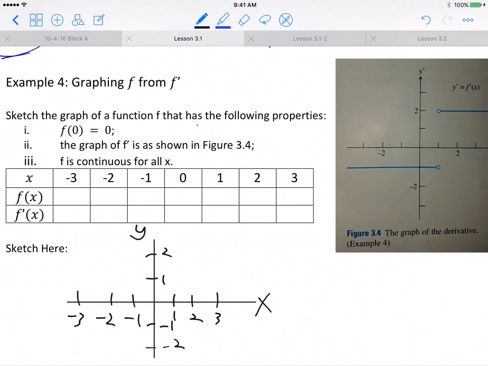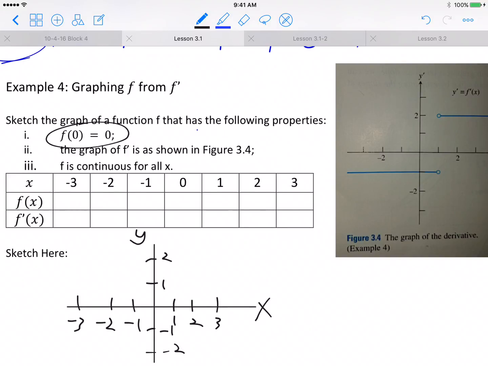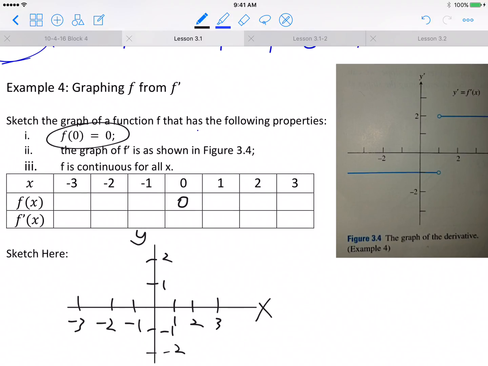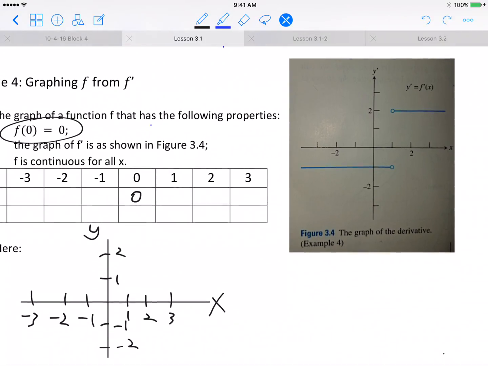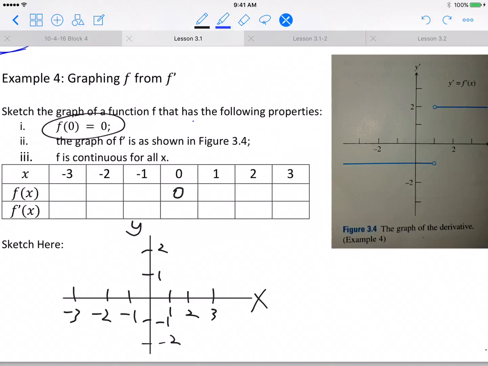We're given that f of 0 equals 0. So at least for x equals 0, my original function had a y value of 0. Keep that in mind. The graph of f prime is shown on the right, figure 3.4. We also have to use the fact that f is continuous for all x. So no removable discontinuity, no jump discontinuity, nor any infinite discontinuity. So when x equals 0, y equals 0.